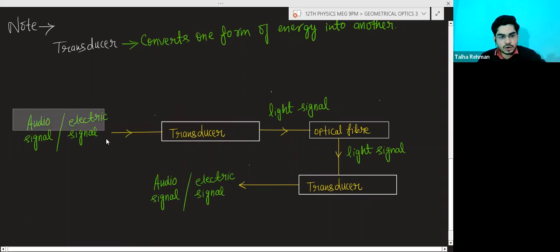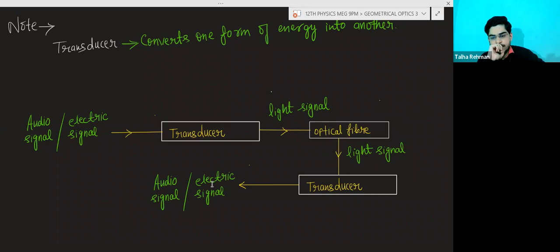So what you will do, first you will send the audio signal to the transducer, and that transducer will convert that audio signal or electrical signal into the light signal, and for that light signal, this is the optical fiber. So that light signal will pass through the optical fiber. And in optical fiber, we know total internal reflection takes place. From here, you will use one more transducer that will convert this light signal into the same audio or electric signal. Almost there is no loss of energy.